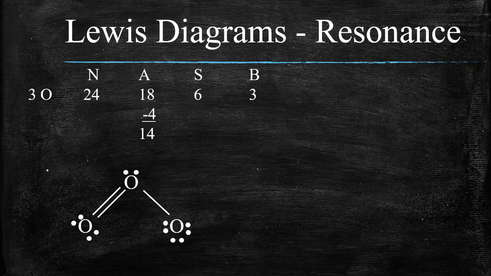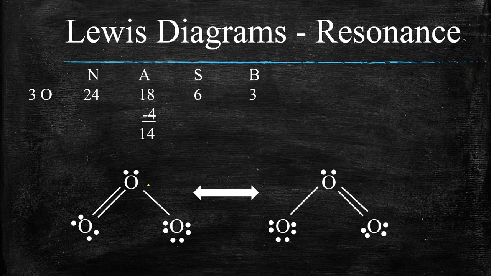But the bond lengths, because this is a double bond and this is a single bond, are not equal. So I need to show the equivalence. So I have to draw the second form and connect them with an arrow, and this indicates that this is a resonance structure with the bonds shorter than a single bond but longer than a double bond, but both bonds being equal. You need to practice this. You do have your worksheets.